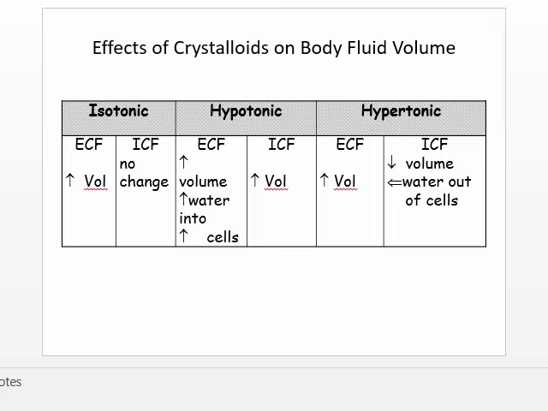Remember, for isotonic solutions, the extracellular fluid volume will increase and there is no change in the intracellular fluid volume. In the hypotonic, the extracellular fluid volume will increase. You'll have increased water movement into the cells, and the cell size is going to increase. For the intracellular fluid volume, because water is moving in, it's going to increase. For hypertonic solution, the extracellular fluid, ECF, volume is going to be increased in the blood vessels. However, the volume in the intracellular or the cells is going to decrease as the water shifts out of the cells into the blood vessels.